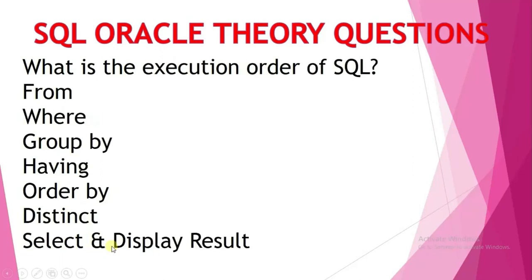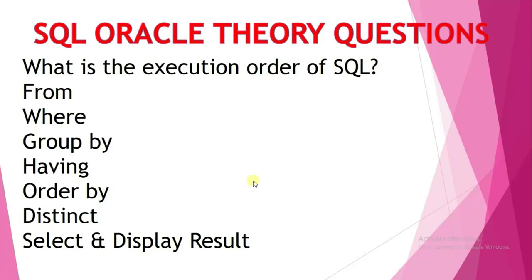Moving to the next one, what is the execution order of SQL? While a query is executing, from which point does the execution begin? It begins with from, then moves to the table and retrieves data from the table. Then it checks whether any conditions are present in where, then group by, then having, order by, distinct, and select, and displays the result. So this is the execution order of SQL. You must remember these two.